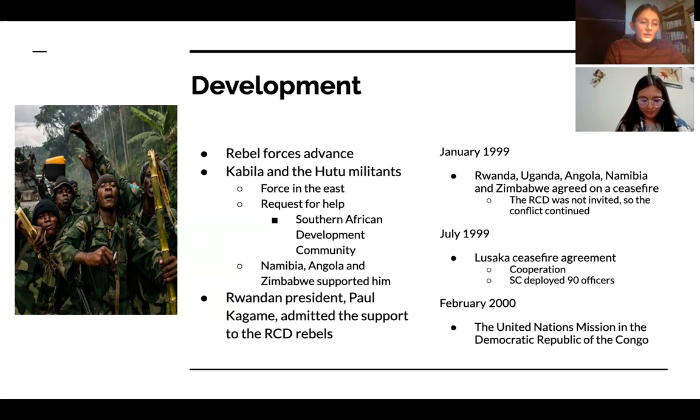And it was known that months later, the Ugandan forces clashed with the Rwandan forces again. And it was in February of 2000 that the United Nations created the United Nations Mission in the Democratic Republic of Congo.